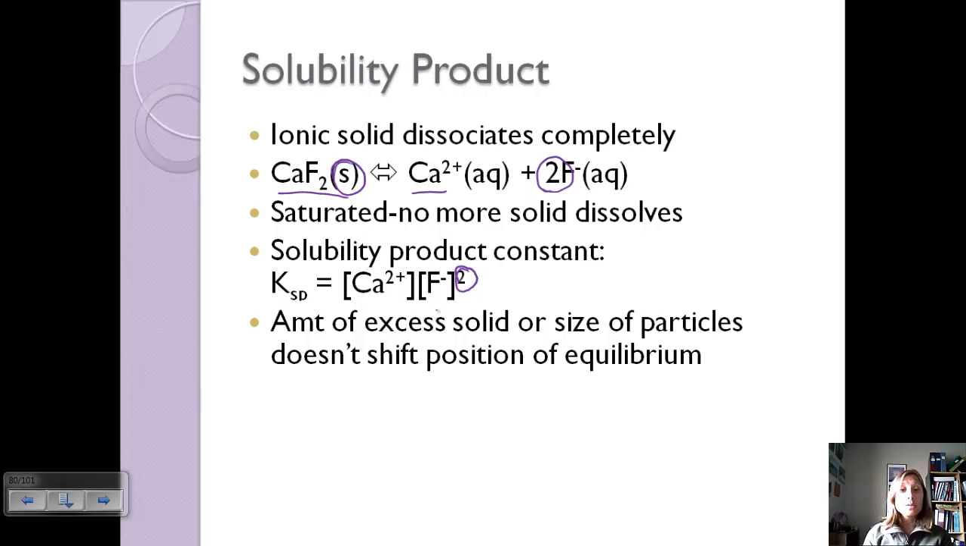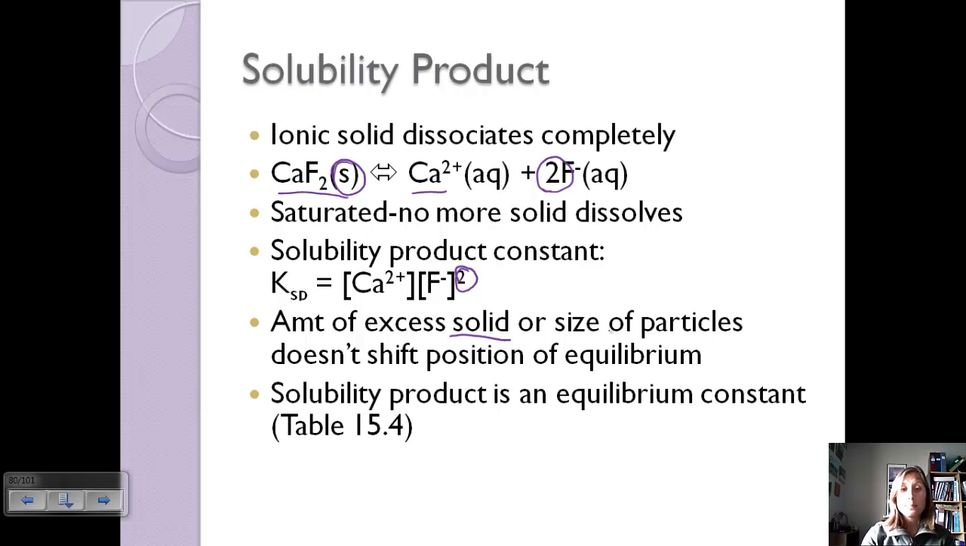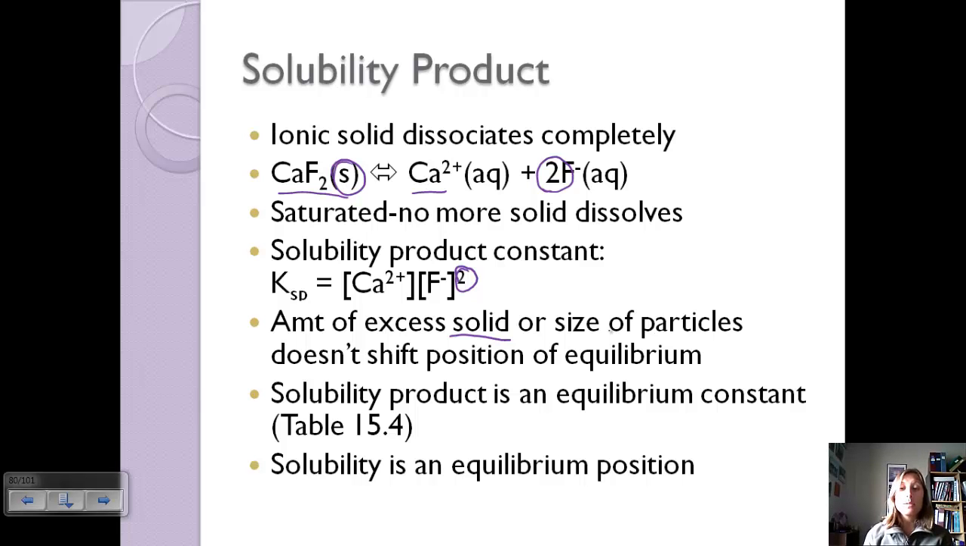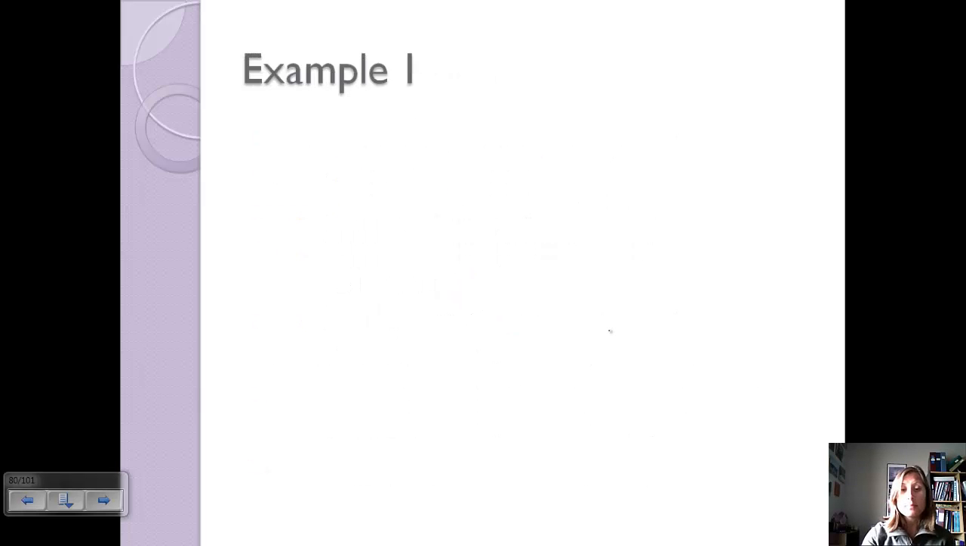A couple things that don't affect the position of equilibrium are the amount of excess solid, because remember, solid doesn't affect equilibrium. Size of the particles won't shift the position of equilibrium either. You can find the equilibrium constants for lots of different salts on table 15.4 in your book. And remember, the solubility product is an equilibrium constant, whereas solubility is an equilibrium position. Okay, so they are not the same thing.